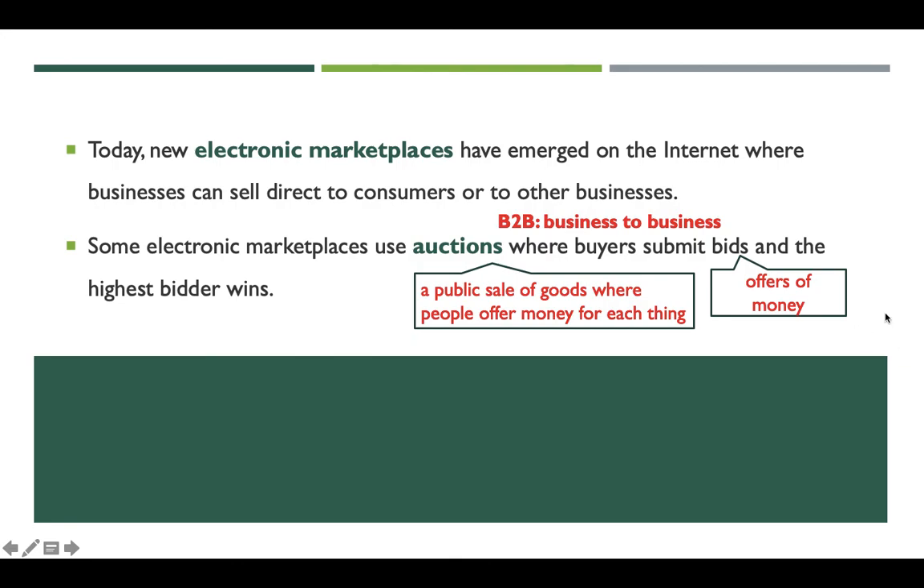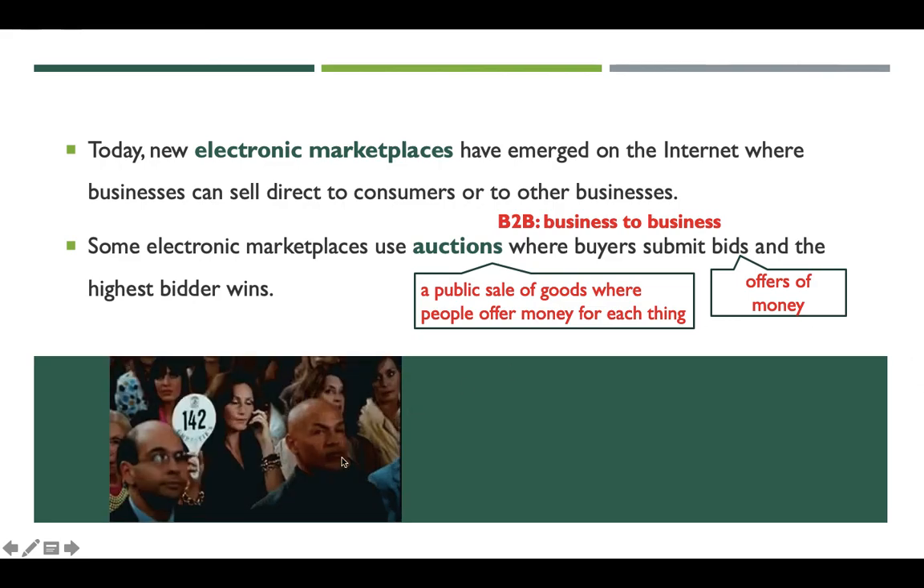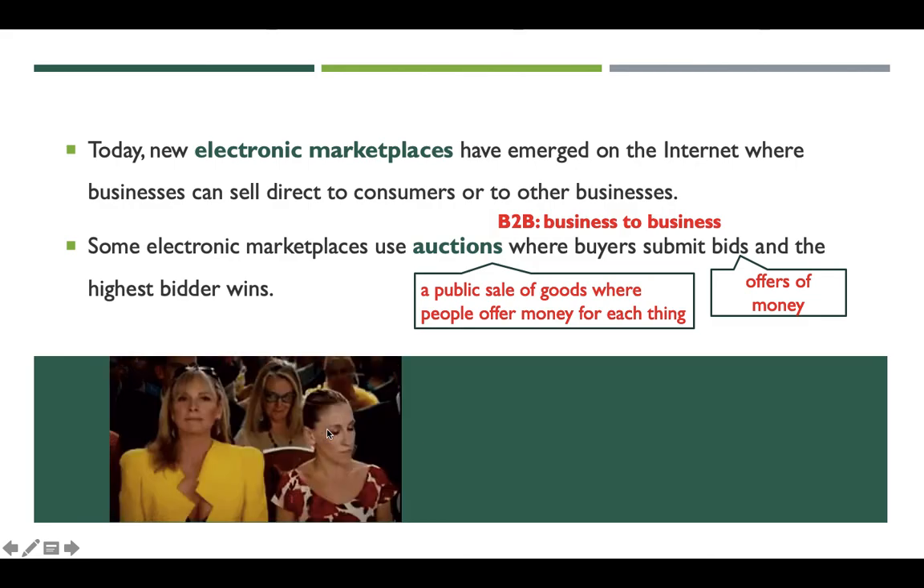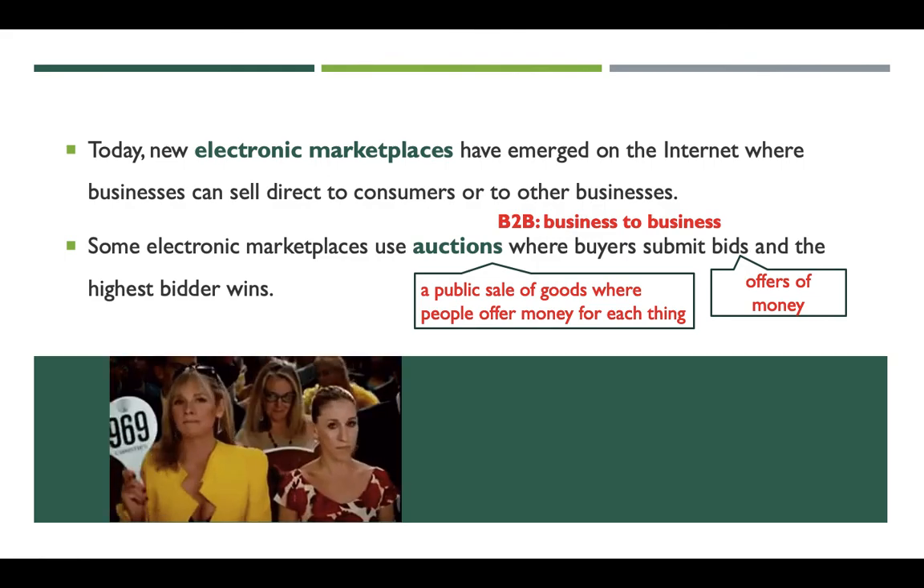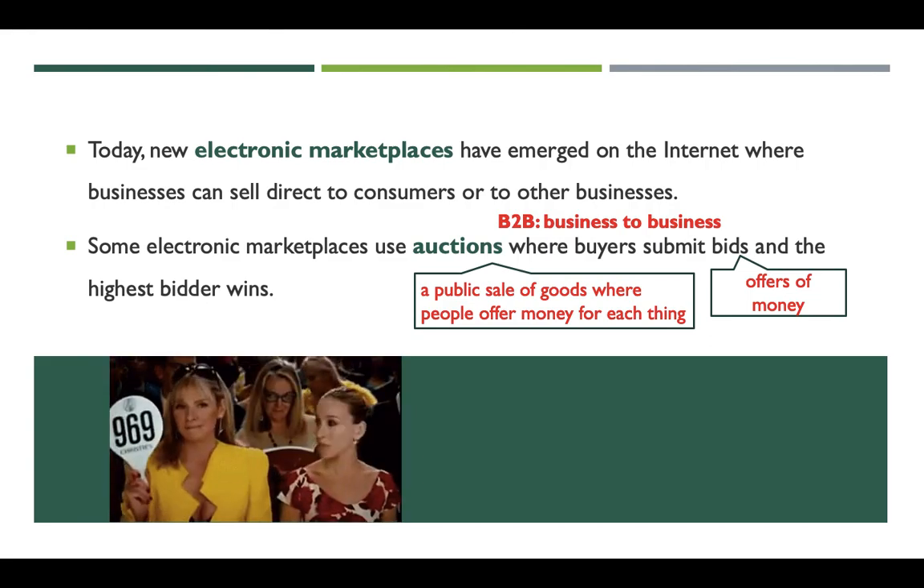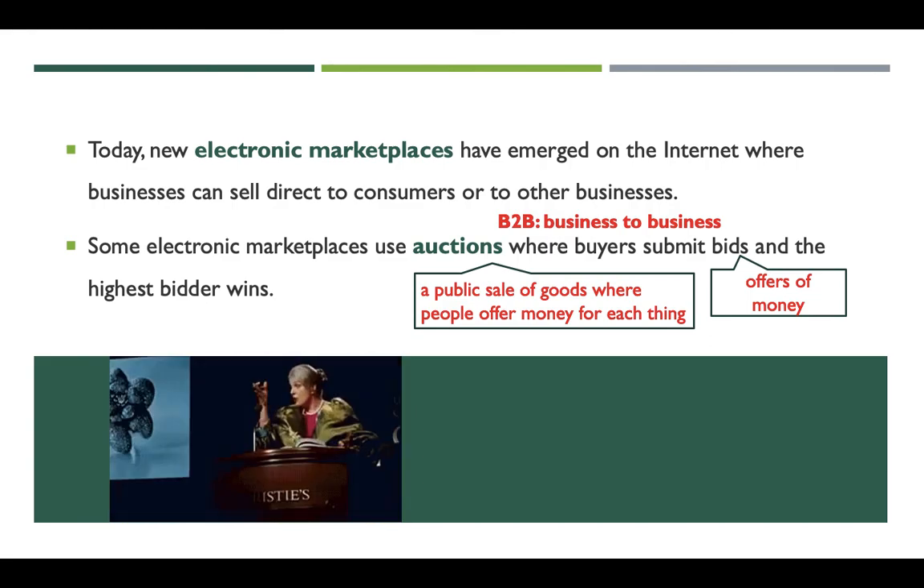Okay? So to help you understand what an auction is, let me show you an image. In this image, you will see these two women raising their hands to show their bids, and the highest bidder will win the auction. Okay, so now we have talked about 5 types of marketplaces and several keywords related to customer service.